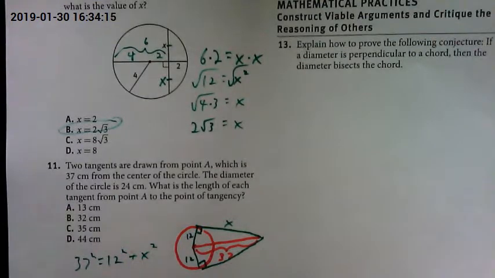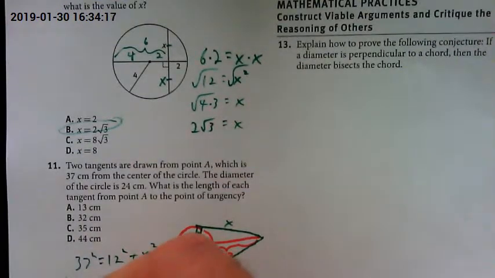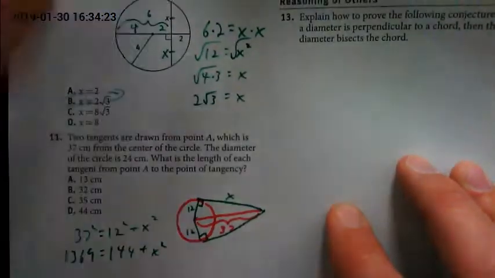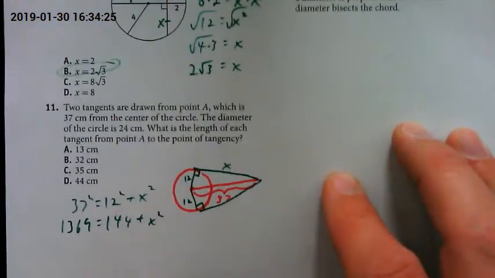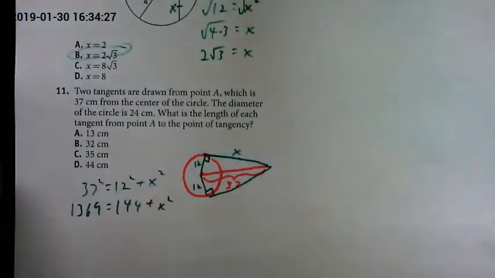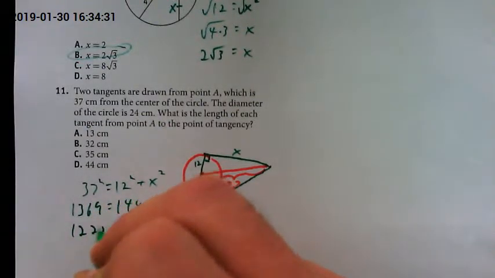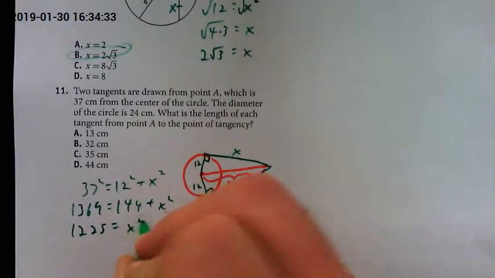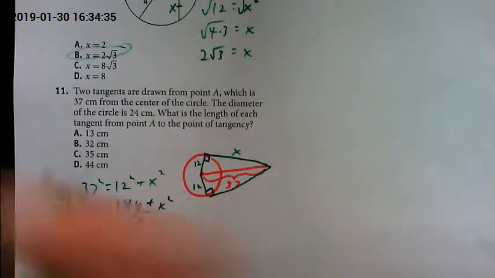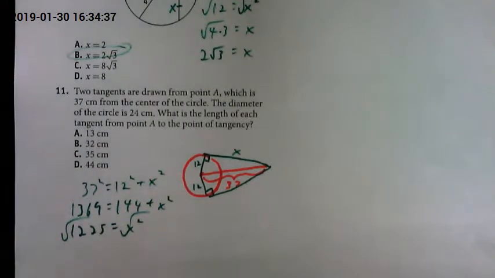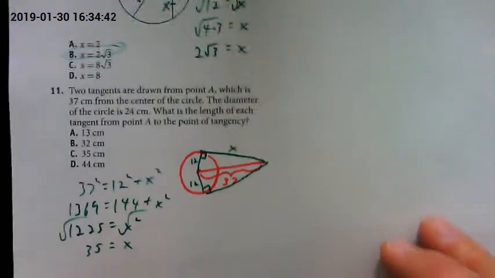I don't know what 37 squared is. 37 squared is 1,369. Minus 144 is 1,225. And then the square root of that is 35. Oh, it's C.